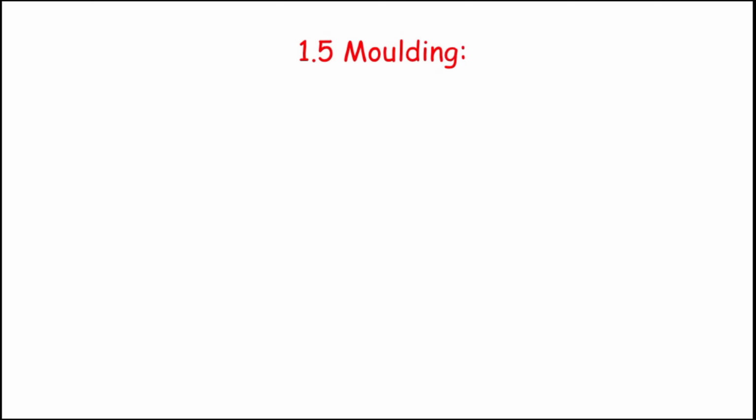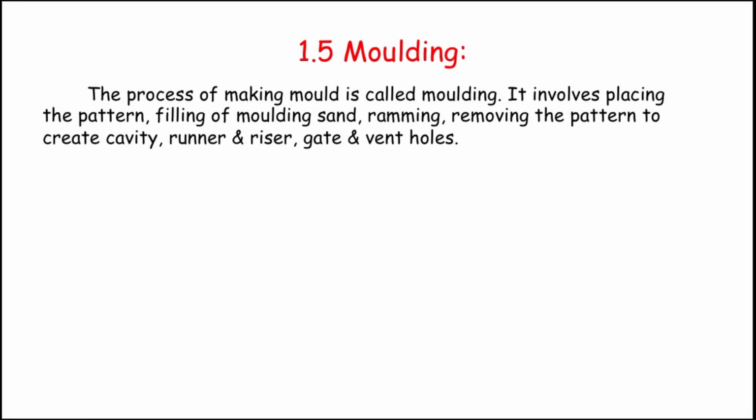Today's topic is molding. It is the process of creating a mold. It involves making the pattern, filling molding sand on it, ramming perfectly, and removing the pattern from the mold. We have to create the cavity, fix the runner and riser at the correct position, refill the molding sand and ram it properly, and remove the runner and riser, and the gate and vent walls are made perfectly. So this is the process behind molding.